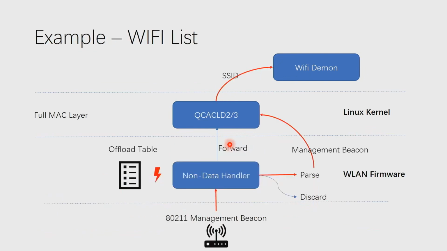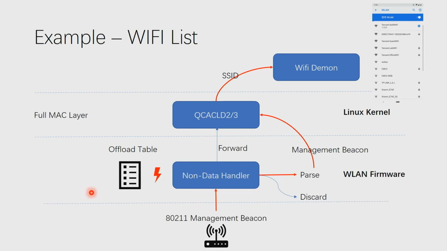Let me give an example of how a Wi-Fi access point is displayed on the Wi-Fi list. When you open the Wi-Fi on the UI, the Android framework will issue a command to the driver, and the driver will command the firmware to scan the nearby Wi-Fi hotspots. Finally, the WLAN firmware will register the handlers into the offload handler table. You can see into this table. And when another access point or hotspot sends a packet, the handler will receive and parse the incoming packet.